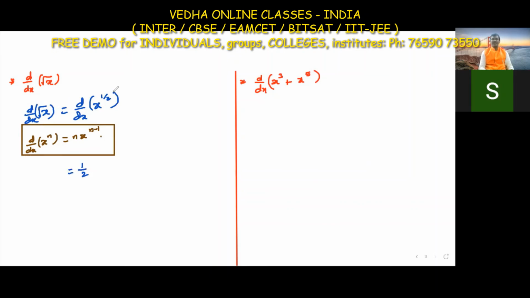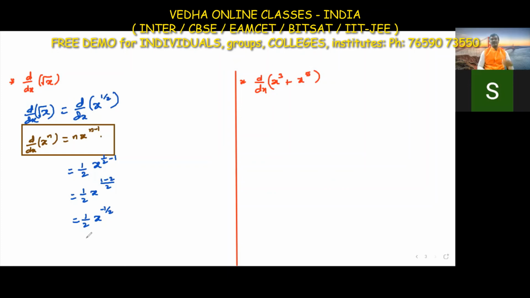Yes. Here, power n means power 1 by 2. So 1 by 2 into x to the power 1 by 2 minus 1. The LCM is 2, so 1 minus 2 is minus 1. This is equal to 1 by 2 into x to the power minus 1 by 2. This is the derivative, so this is the final answer.